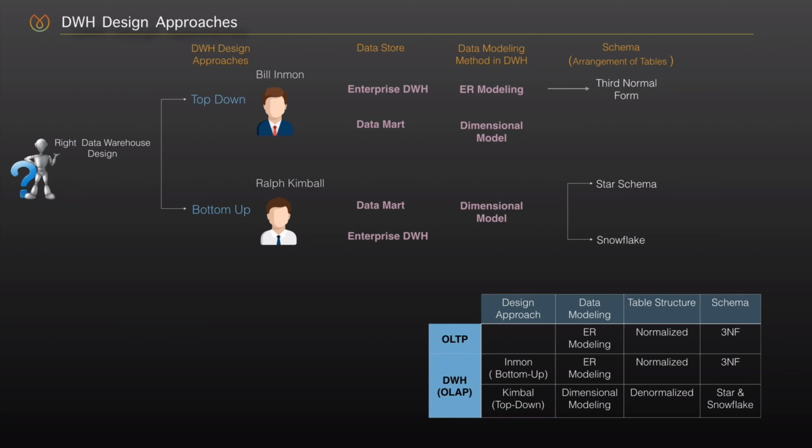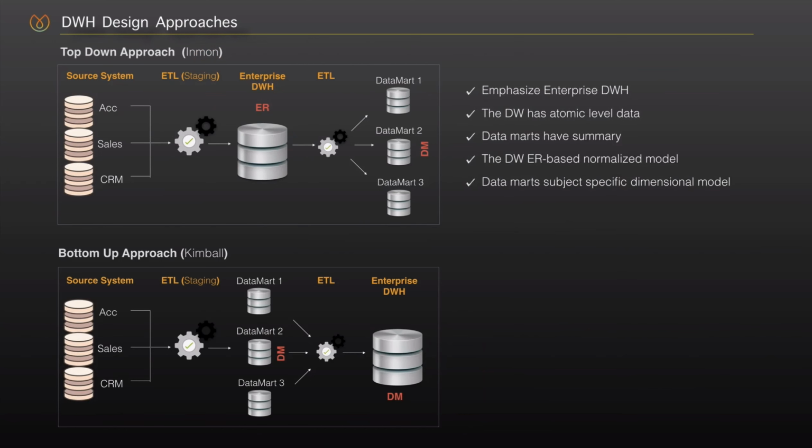When we consider the characteristics of the top-down approach, we already mentioned that there are two data storage layers. The first layer is an enterprise data warehouse, and on top of it, the subject-specific data marts are built. So the data warehouse has atomic level data, and data marts have summary and aggregated data. And the data warehouse uses a normalized model which lowers the data redundancy and provides fast inserts. On the other hand, data marts use a subject-specific dimensional model.